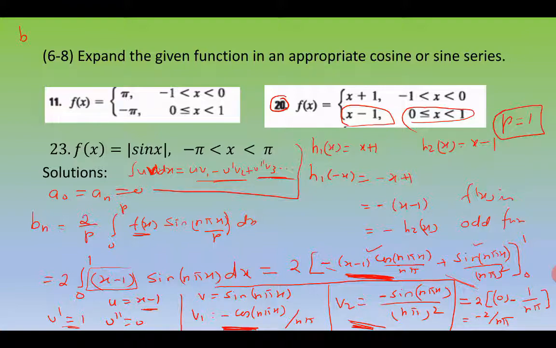Therefore what is your bn? Bn is minus 2 over n pi. Therefore what is the Fourier sine series? F of x, first two parts are 0, summation n from 1 to infinity bn is minus 2 over n pi into sine n pi x. That's the end of problem number 20.